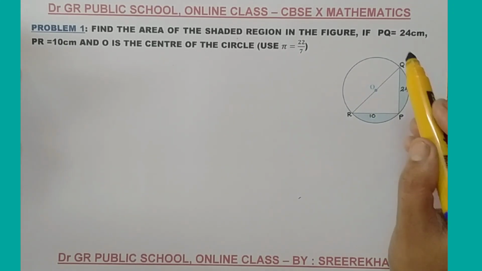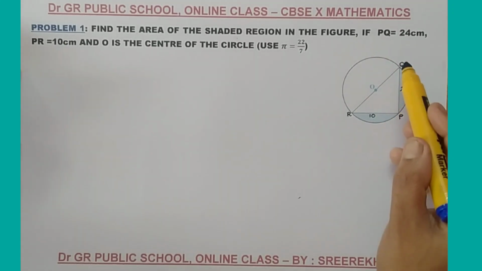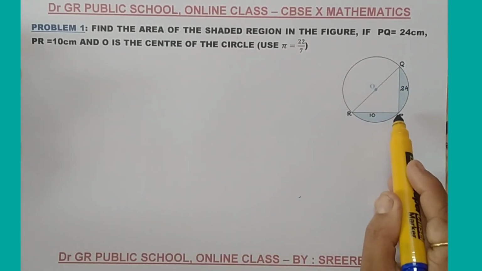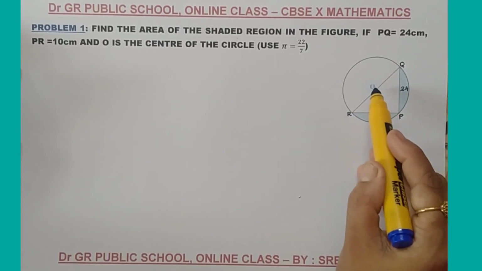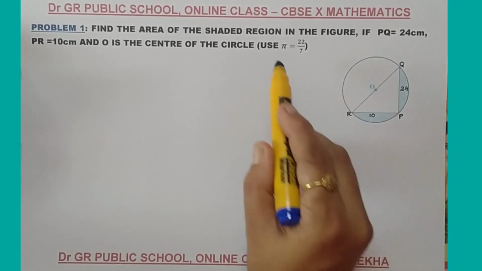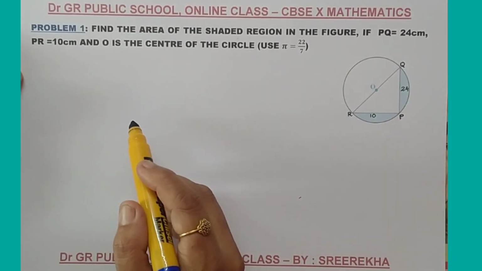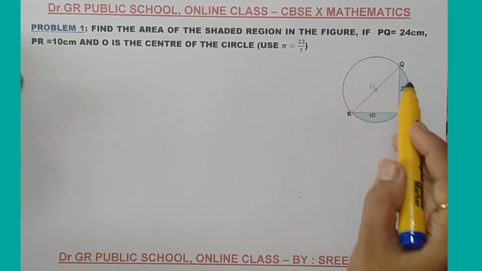The condition given is that PQ equals 24 centimeter. The length PR is given as 10 centimeter. And O is the center of the circle. Use the value of pi as 22/7 throughout this question. Okay. At first you need to identify what the shaded region is.